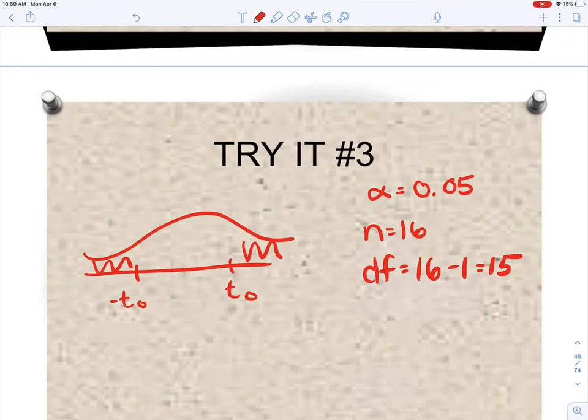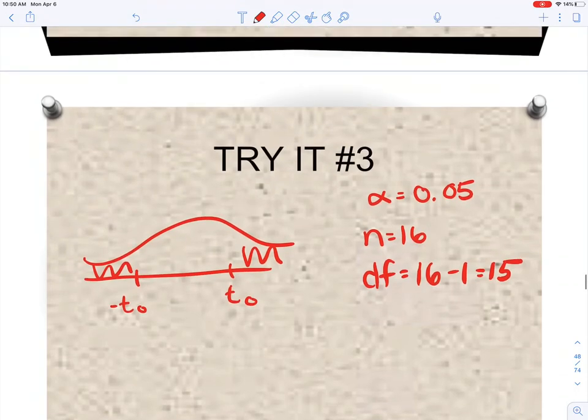Now I'm going to look at the back of the chart. At this time, I'm looking at 2 tail, I'm looking at 0.05, and then I'm going all the way down to 15 to find it is 2.131. So I would have negative 2.131 and positive 2.131.